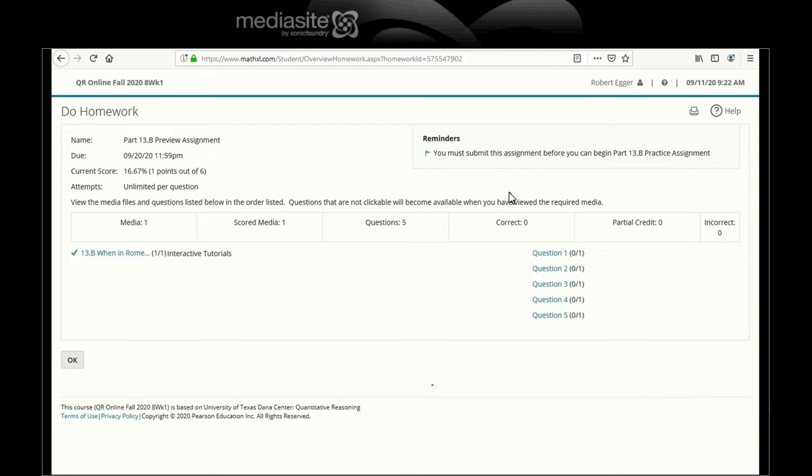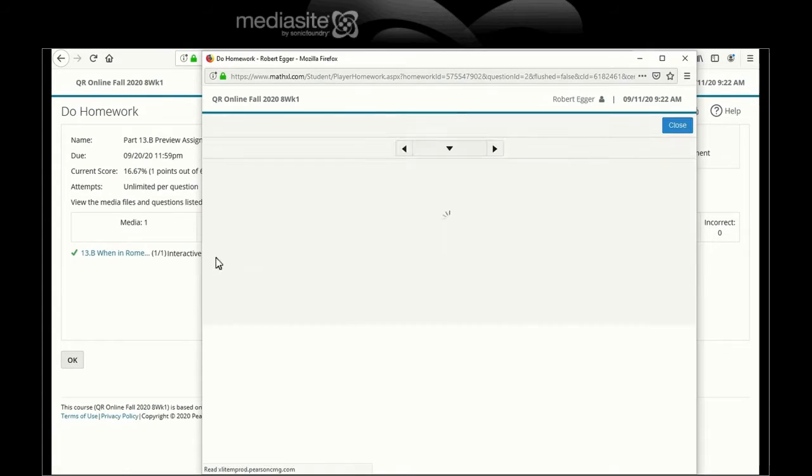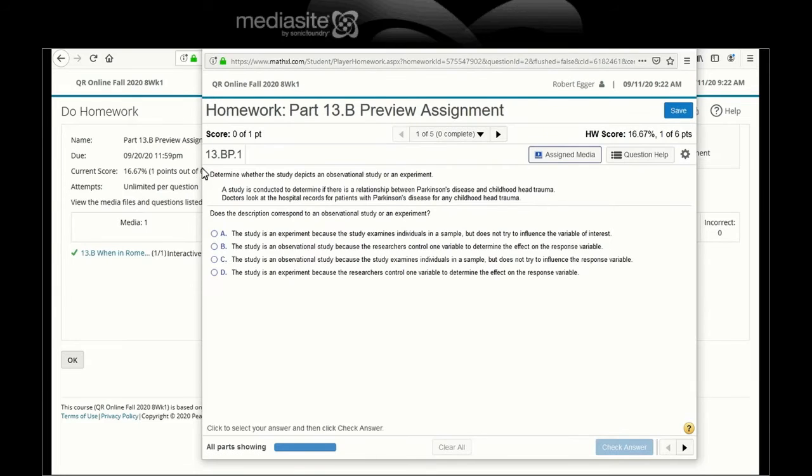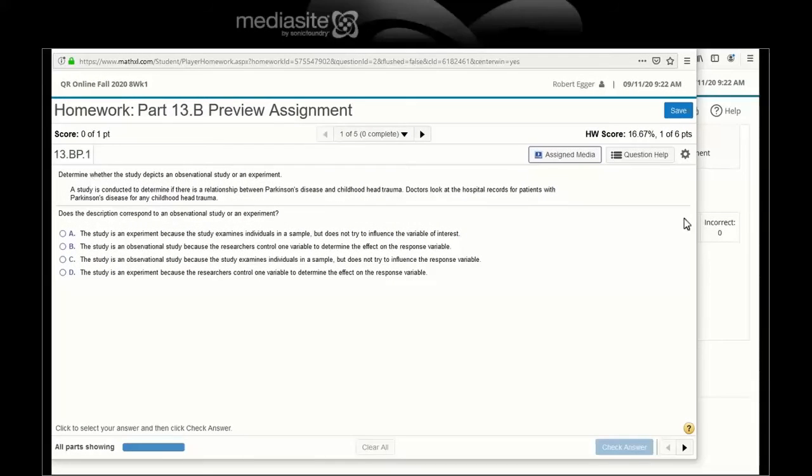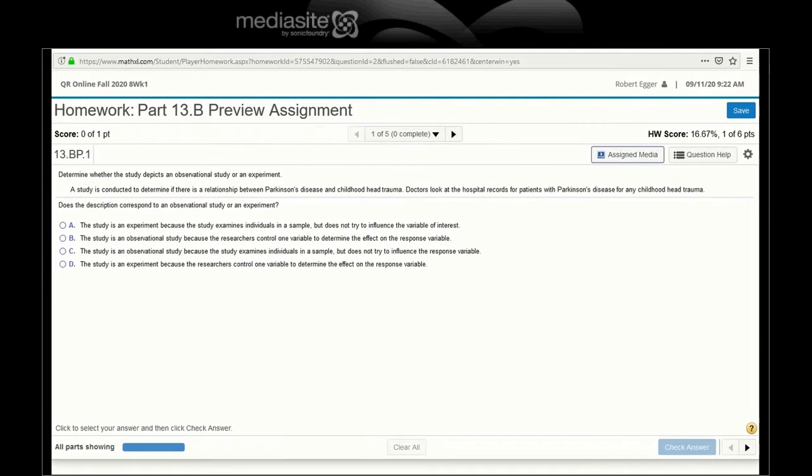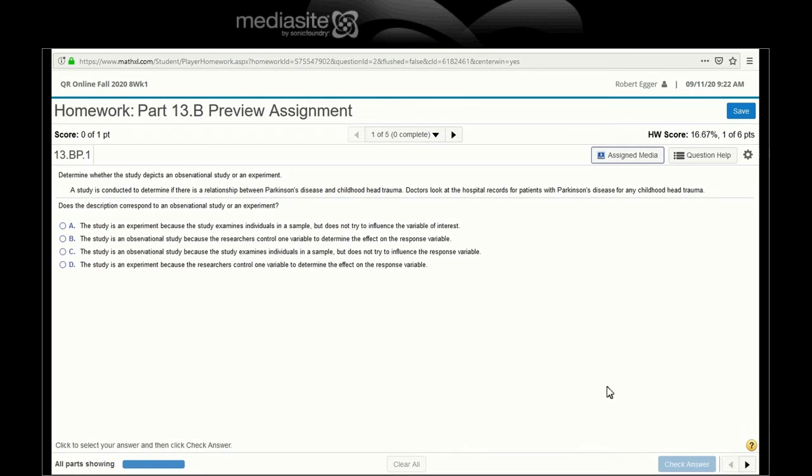So let's do question one. Determine whether the study depicts an observational study or experiment. A study is conducted to determine if there is a relationship between Parkinson's disease and childhood head trauma. Doctors looked at hospital records for patients with Parkinson's disease for any childhood head trauma. So, observational or experiment. Was there a treatment?